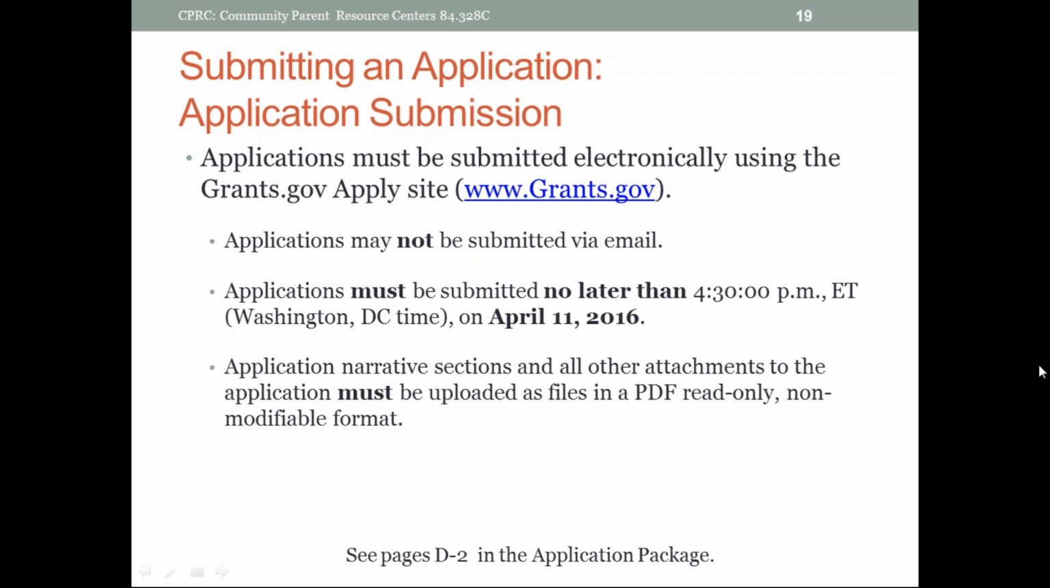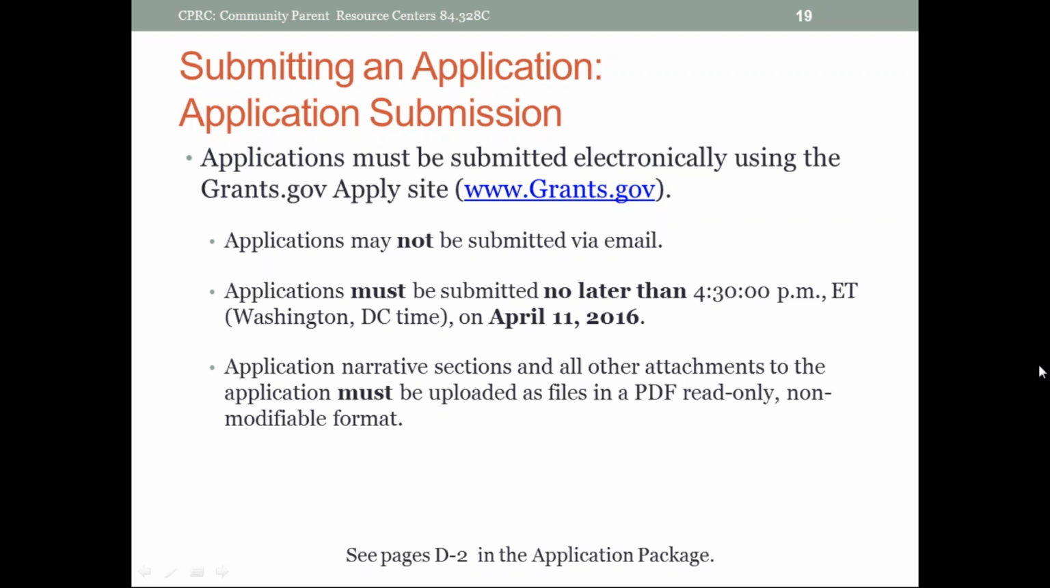Application narrative sections and all the attachments to the application must be uploaded as files in PDF read-only, non-modifiable format. If you try to upload something in Excel, if you try to upload something in Word that you have not first converted to a PDF, it does not get put together into one package. It's empty. It's as if the information doesn't exist. So it's extremely important that each section of this, that you first put them into PDF forms.